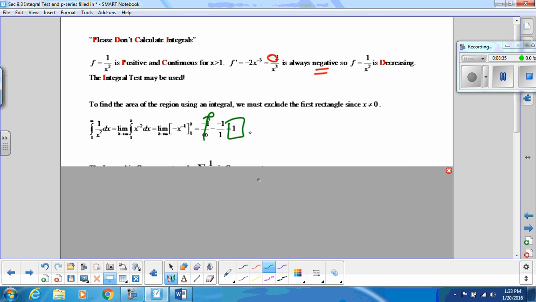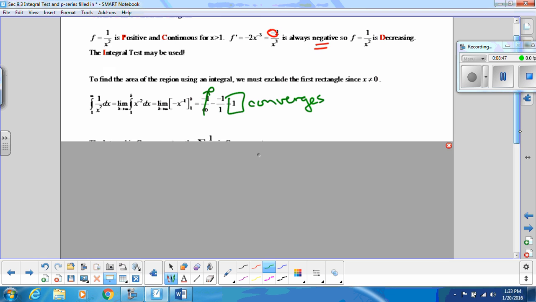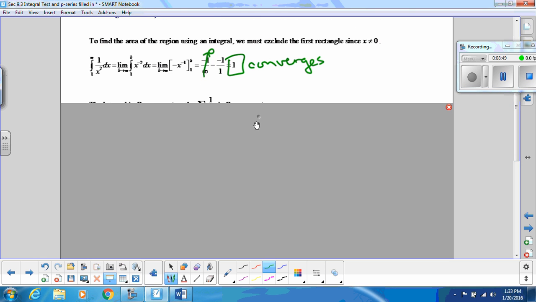So what does that mean? Well, if I can actually find the integral of that, if that gives me a number value, that means that the integral converges. So by the integral test, that means that the series will converge. Okay?